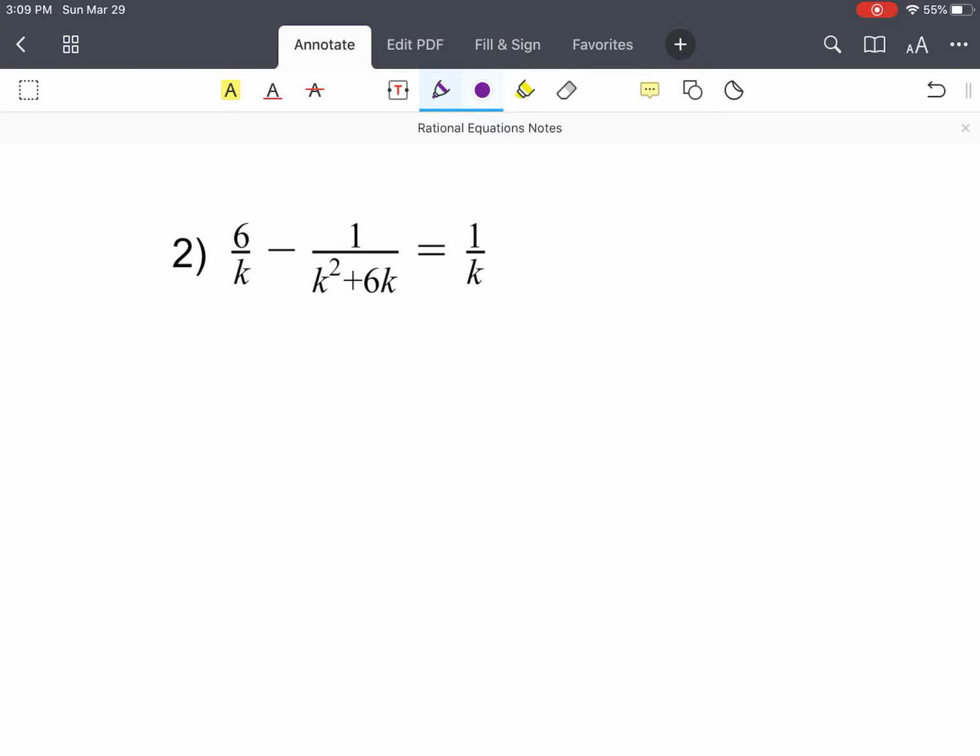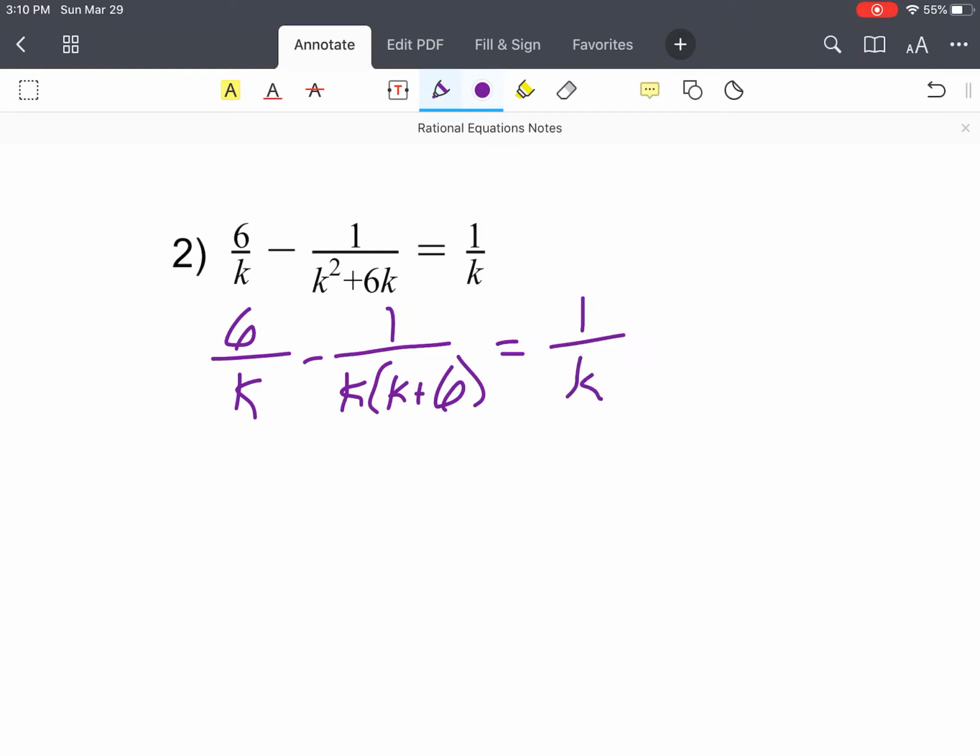Now sometimes, and by sometimes I mean usually, you're going to have to factor these things first. So the first thing we're going to do is factor these denominators. I've got 6 over k still, but then minus 1 over k times k plus 6, and that's equal to 1 over k. What that allows us to do is see which factors we have in which fractions. So hopefully it's obvious that the common denominator here is going to be k times k plus 6.